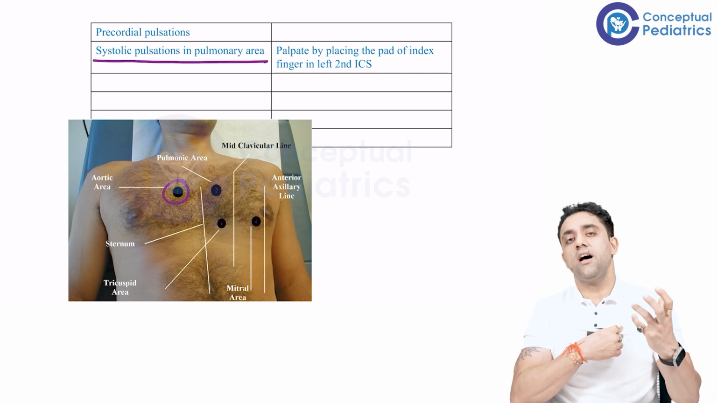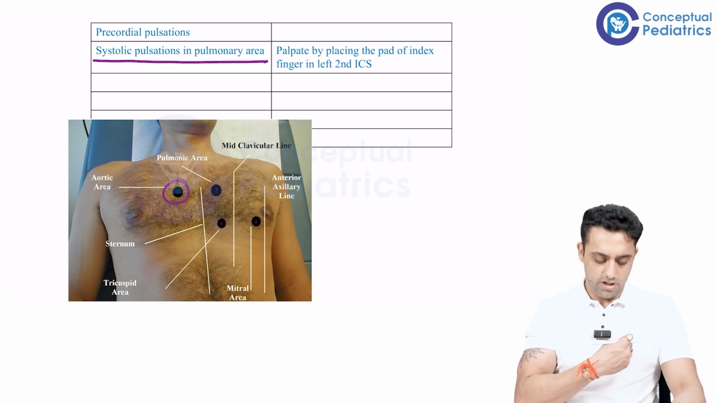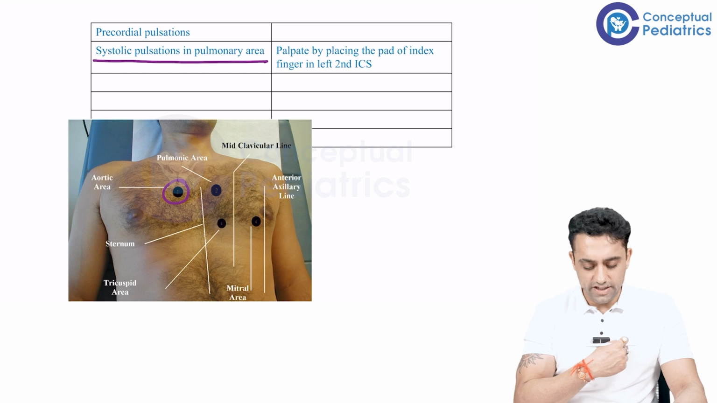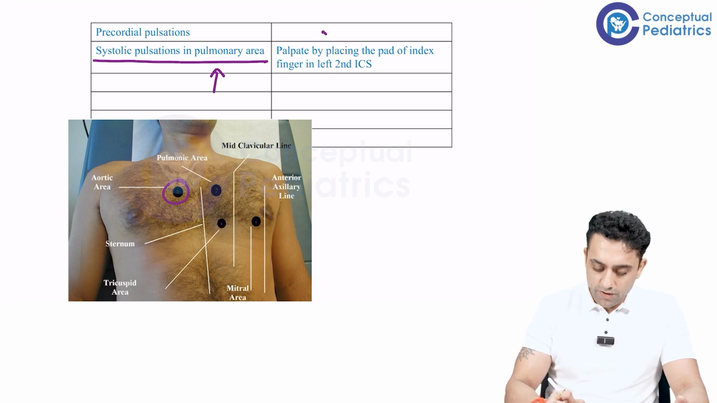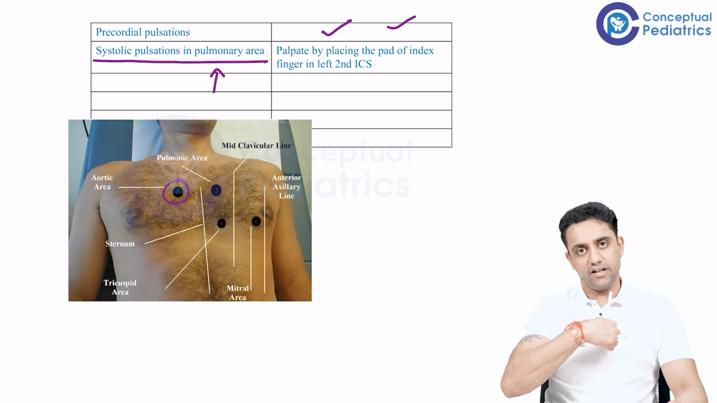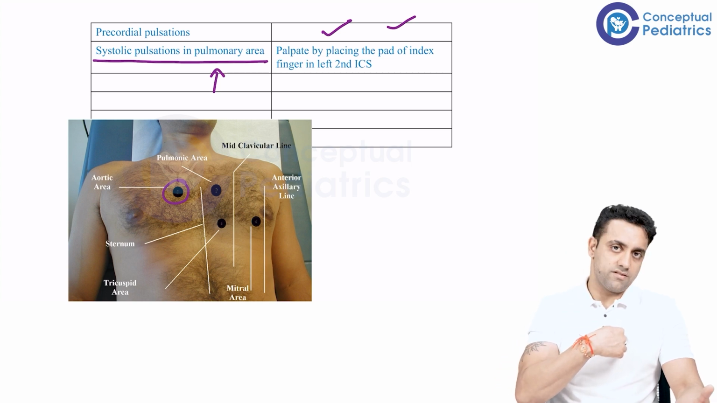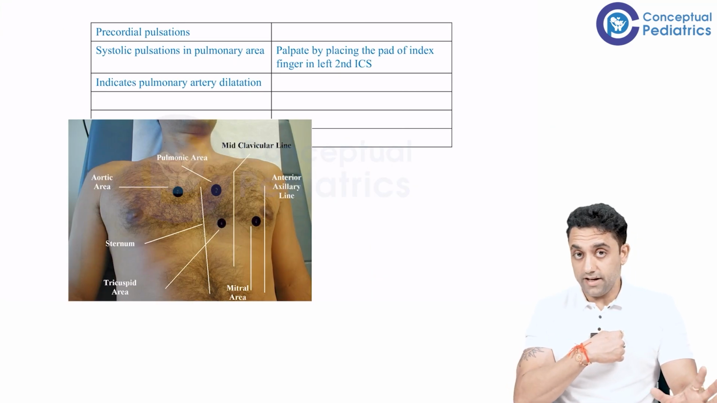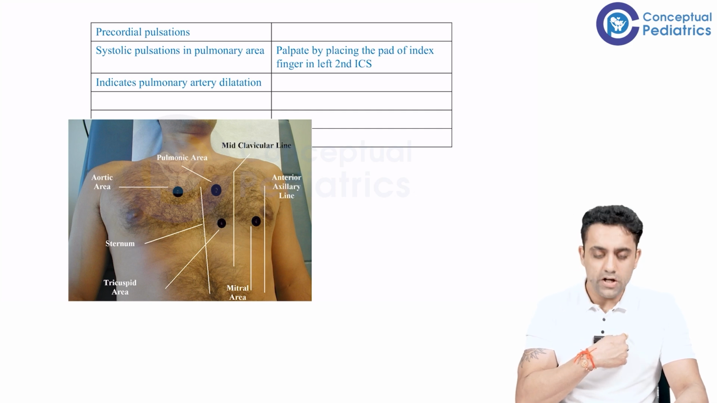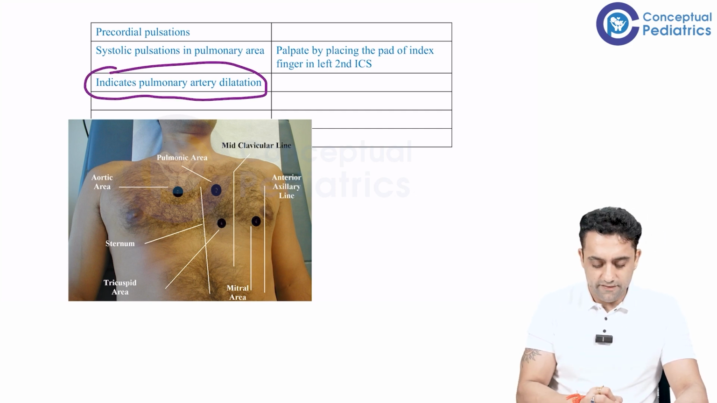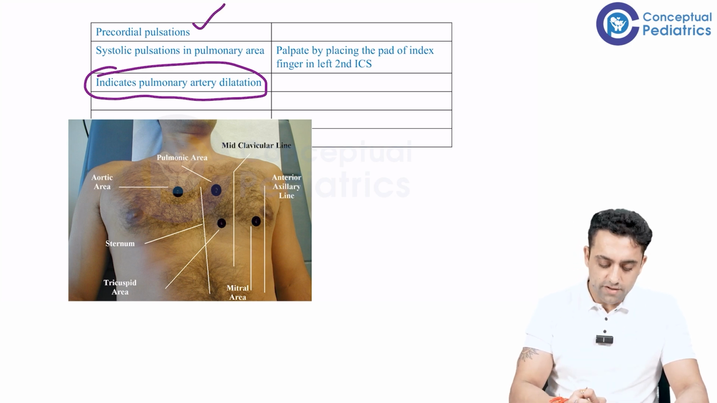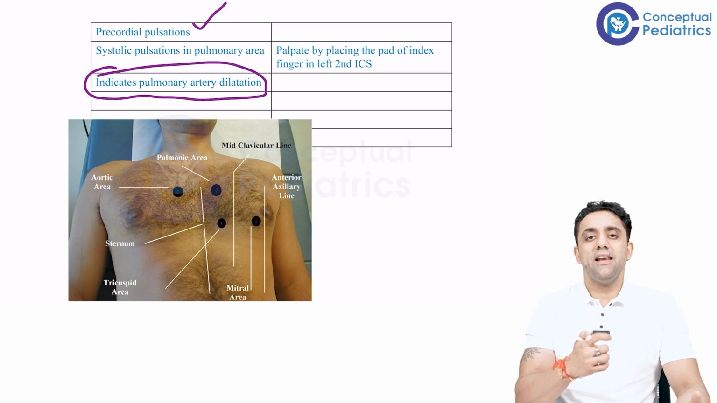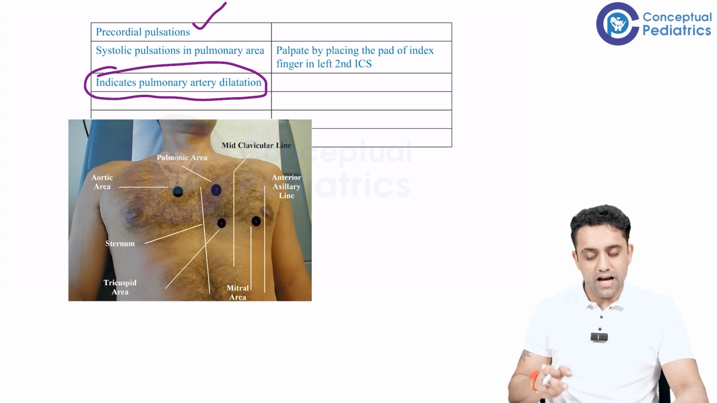How will you elicit the precordial pulsations? Put your finger on the left second intercostal space, and you will feel the precordial pulsations there. In the pulmonary area, you're going to palpate by placing the pad of the index finger at the second left intercostal space to look for precordial pulsations. If you feel something strange in the pulmonary area, that means the patient is having pulmonary artery dilatation.